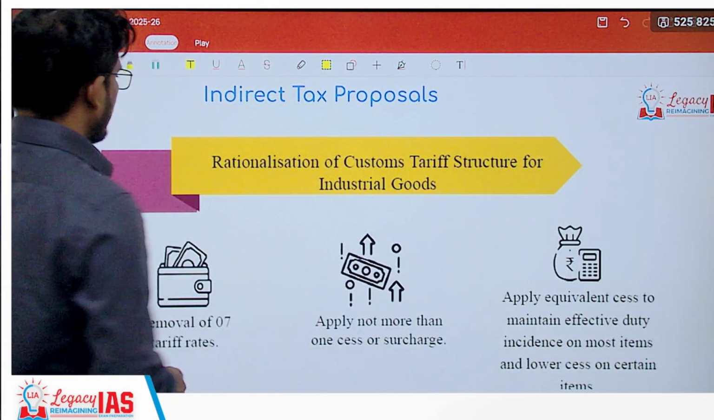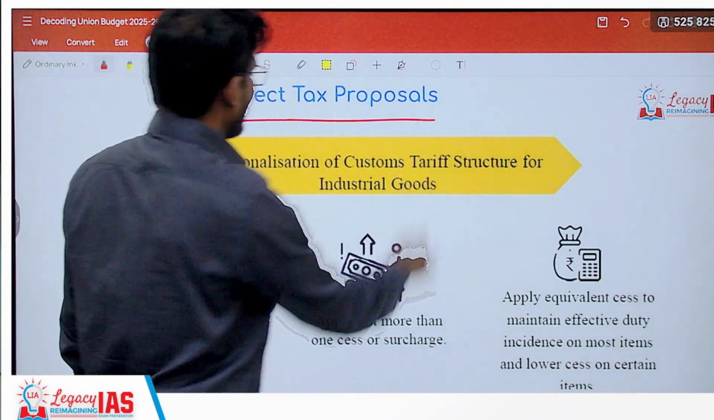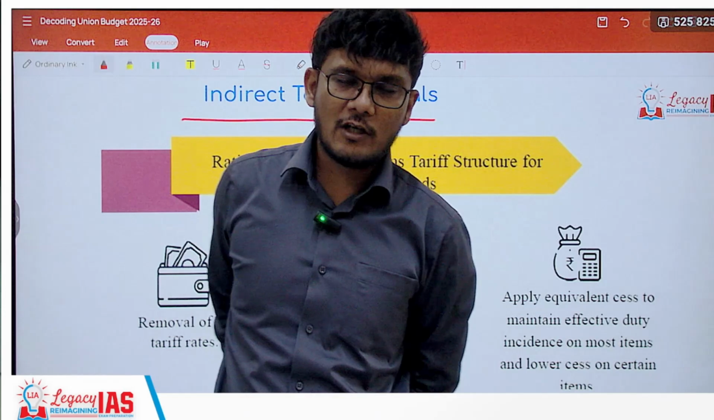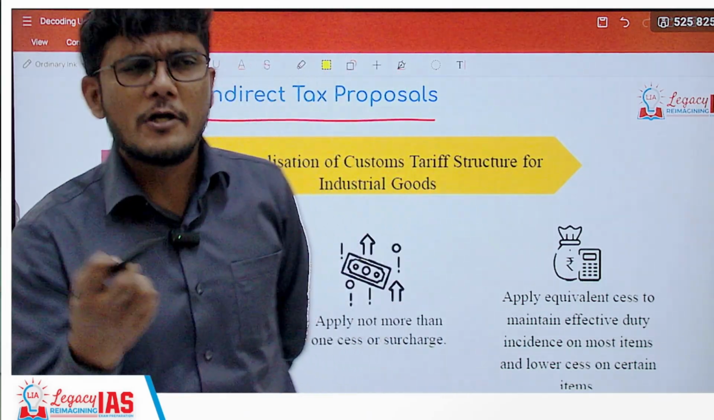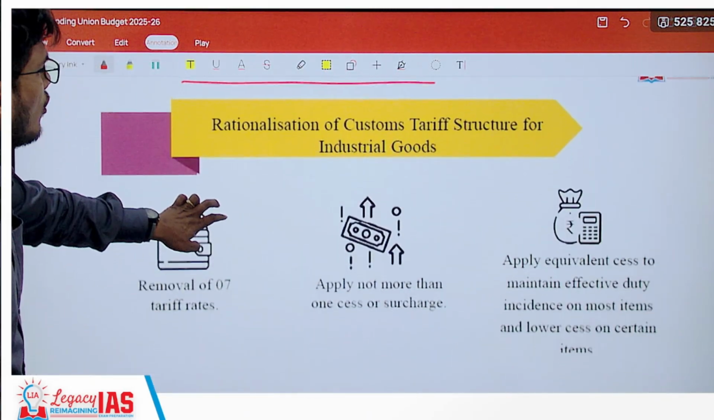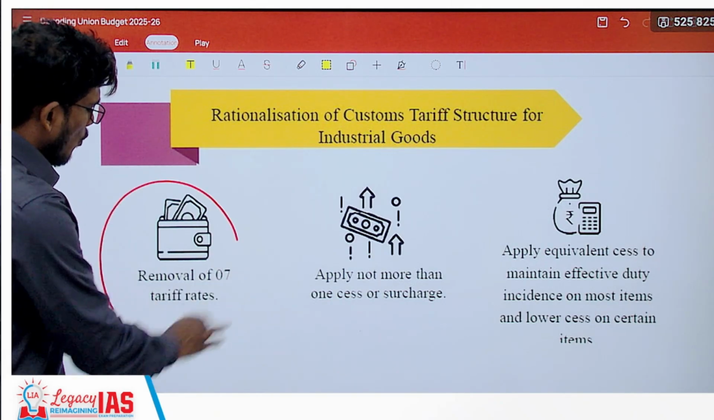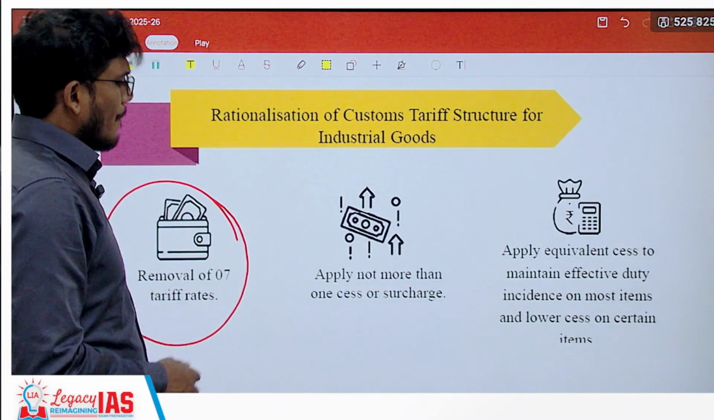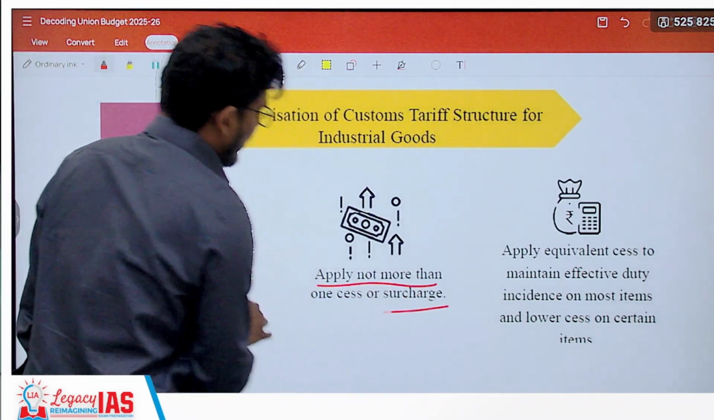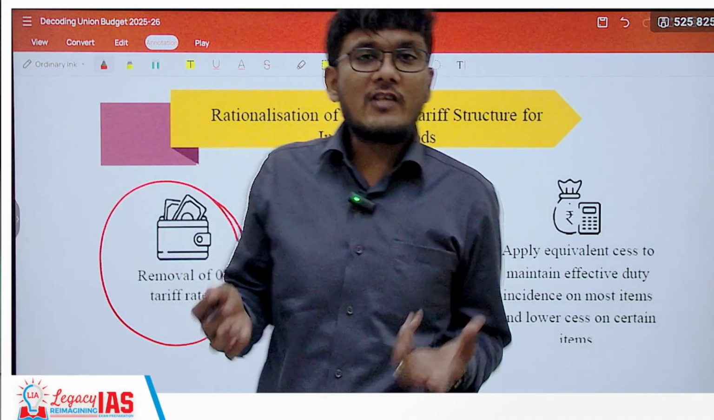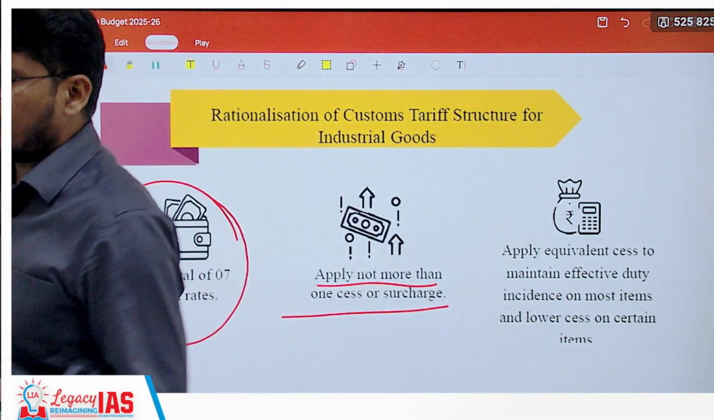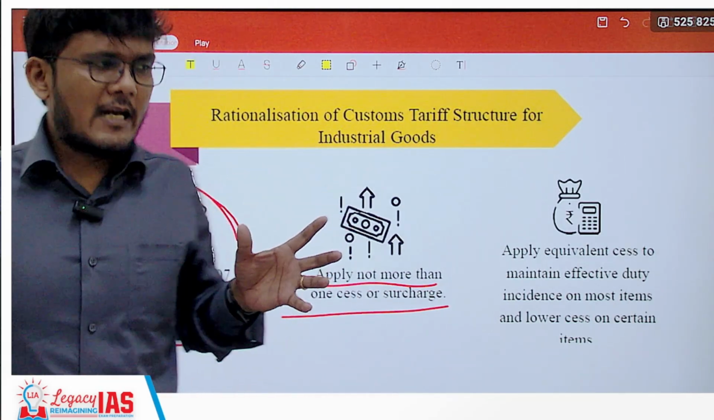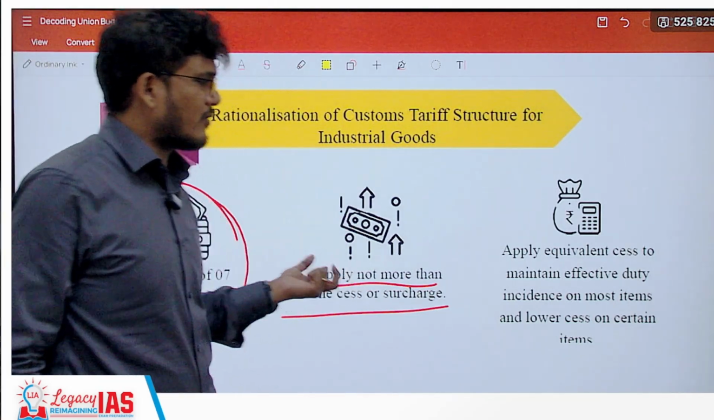Now let's talk about the indirect taxes. So indirect taxes, the government is talking about rationalization of custom tariff structure of industrial goods. Rationalization means sort of reducing the tariffs which are there. So how is the government doing that? Removal of 7 tariffs, plus applying not more than 1 cess or 1 surcharge. On the same good, there might be at times multiple surcharges, education cess, environment cess, no such thing anymore. It will be just 1 cess or surcharge.